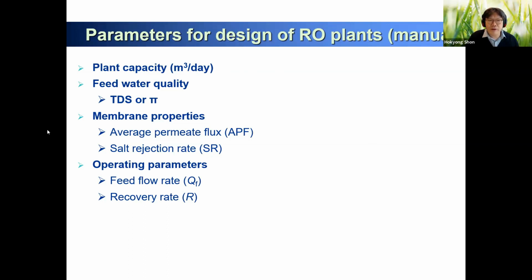And then you need to have also membrane properties. So this membrane property will be provided by the manufacturers. So what's the element? What's the average permeate flux? What's the salt rejection rate? You will get this one just from the membrane manufacturing company. Also operating condition, how much feed flow rate, how much recovery rate do we need? So we will have this kind of operating condition.